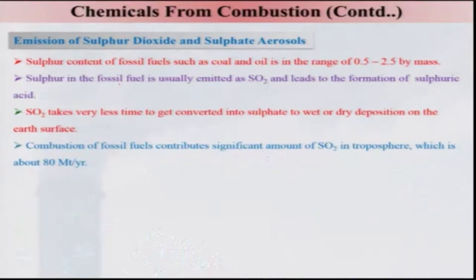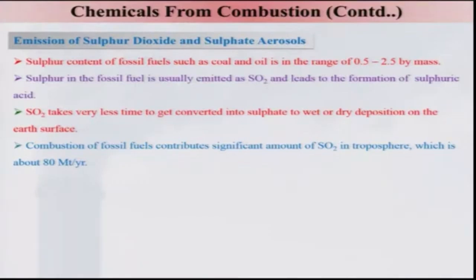Sulfur in the fossil fuel is usually emitted as SO2 and leads to the formation of sulfuric acid. This sulfuric acid affects structures and buildings, and also causes skin diseases and some other problems. SO2 takes very little time to get converted to sulfate and deposited by wet or dry deposition on the earth's surface. That is a good part of it.